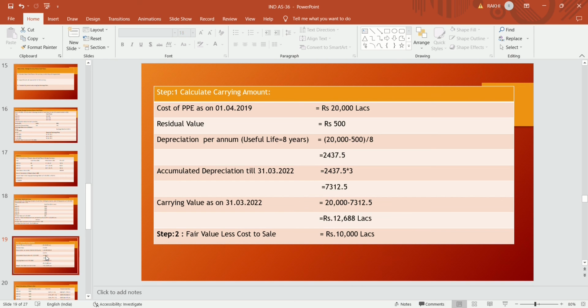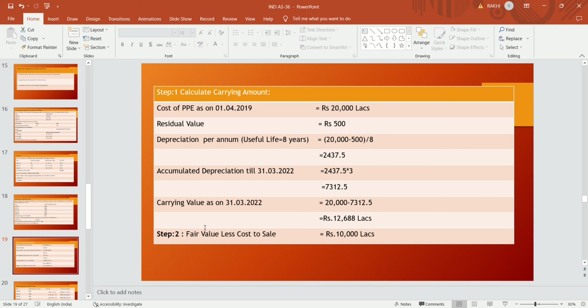Now the carrying value as on 31st March 2022 after depreciation will be 20,000 lakhs minus 7,312.5 lakhs, which gives the carrying value as on 31st March 2022, that is 12,688 lakhs. Fair value less cost to sell will be given in the question, that is rupees 10,000 lakhs. So we will find out the carrying amount.